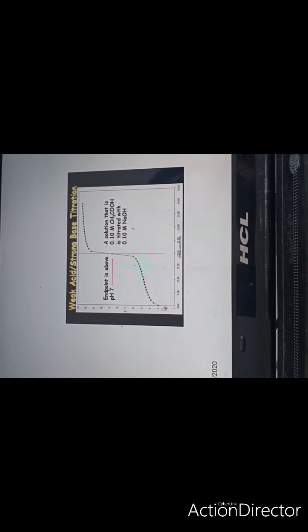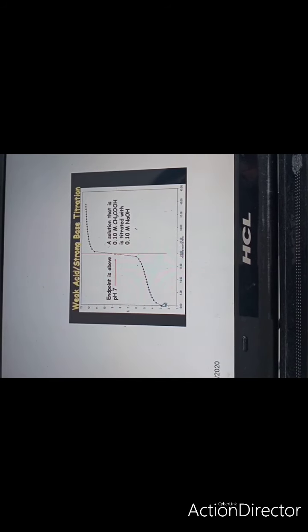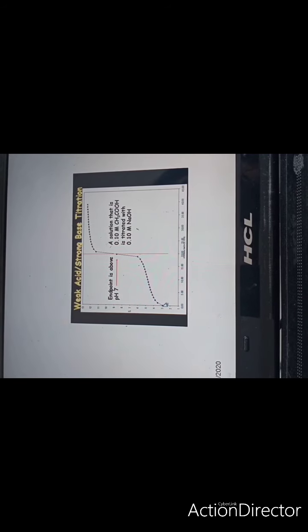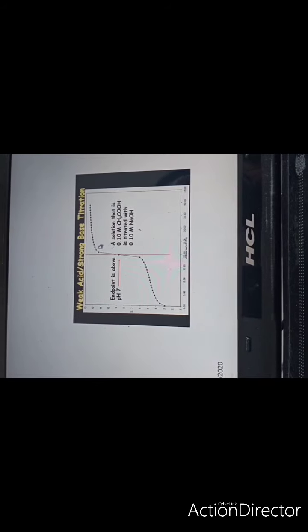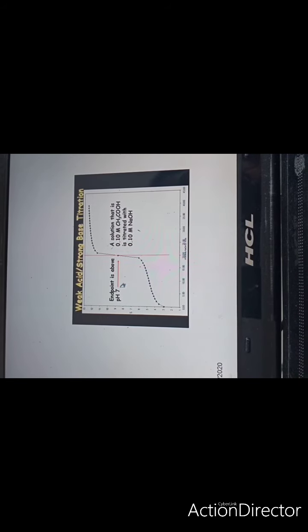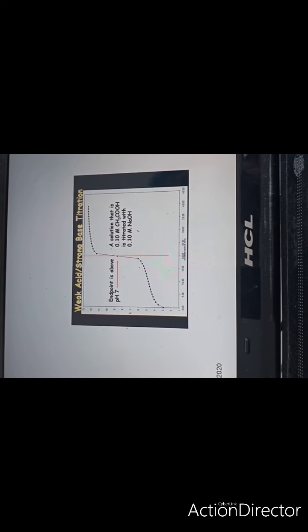So in this, since your conical flask is having a weak acid, the pH is starting from 3. Now you are adding a base, so there is an increase in the pH. There will be a drastic increase. The endpoint you will get depends on the product. Here the product is CH3COONa, so the endpoint will be above 7.